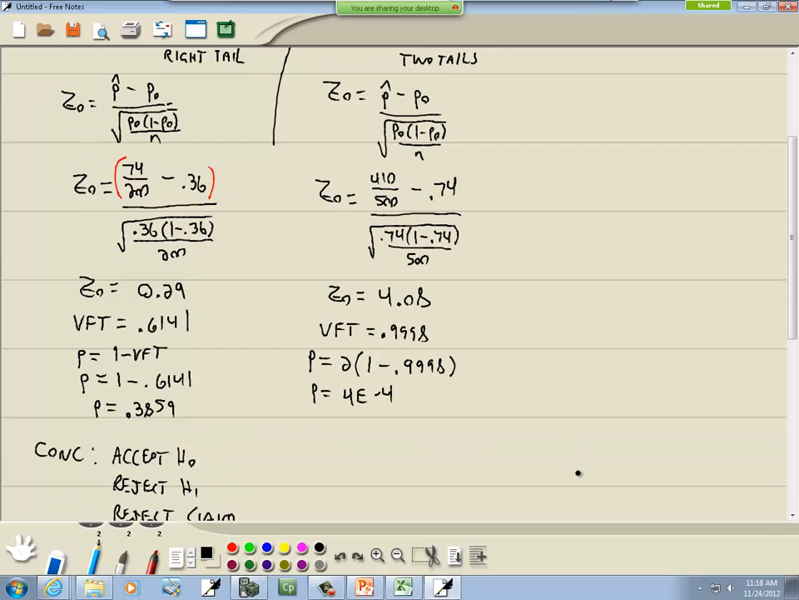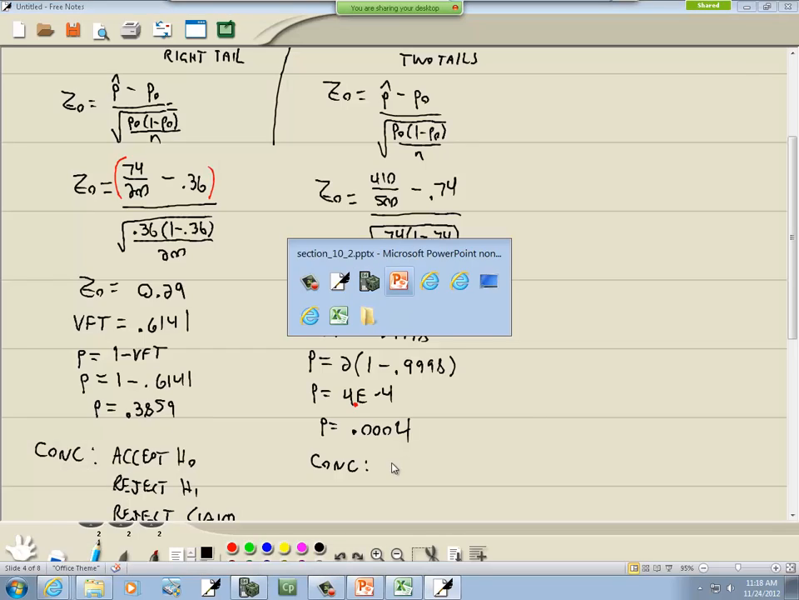Okay, what does that mean? That's scientific notation. If I were to put a decimal place here, it'd be right here. It means move your decimal point 4 places to the left. So we'll have 0.0004. That would be our p-value.